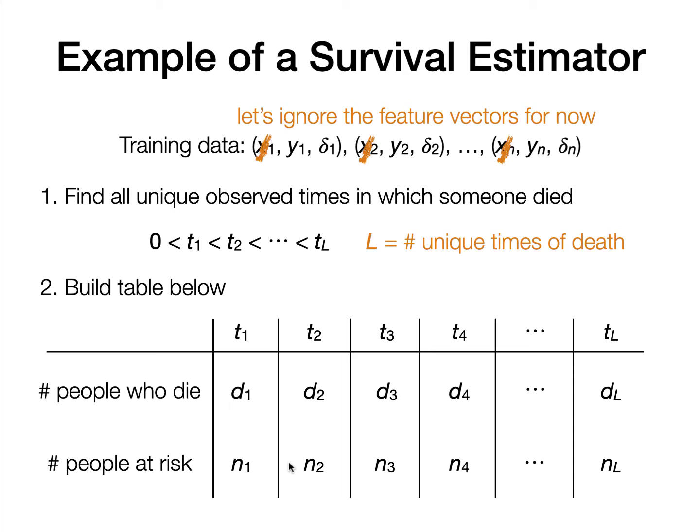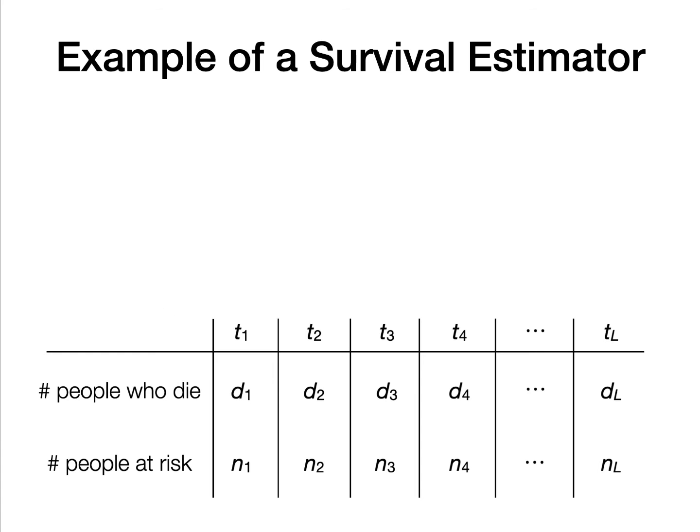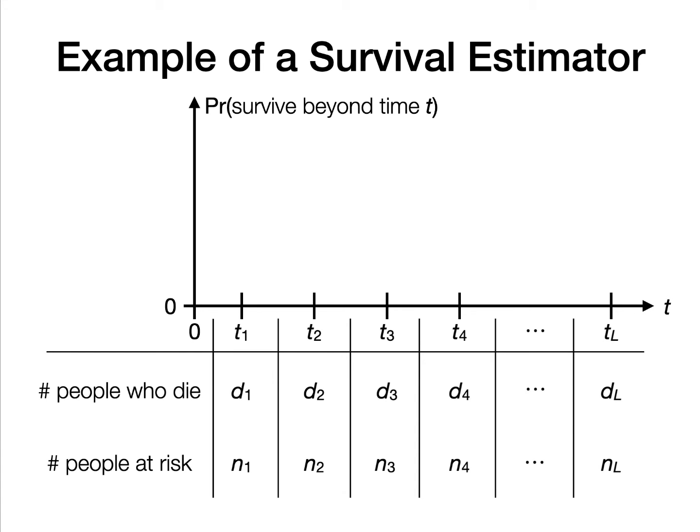Okay, so with that being said, now what we can do is, we have this timeline, and we're going to estimate the probability of surviving beyond time t. Again, it's not conditioned on a feature vector because we're ignoring feature vectors for now. And so initially we don't see anything from time 0 to time t1. So we'll just guess at the probability of surviving beyond these particular times. We'll just estimate it to be 1.